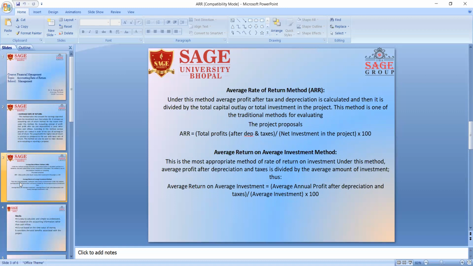So the other formula that has been given is average return on average investment, because sometimes we want to know what is the average return that we will be getting from this investment if I invest for 10 years. So in that connection, a different formula has been suggested stating that average annual profits after depreciation and taxes divided by average investment into 100, so that when a group is having a different number of projects, these types of average rate of return methods or accounting rate of return methods are suitable. So in that connection, it has been suggested.